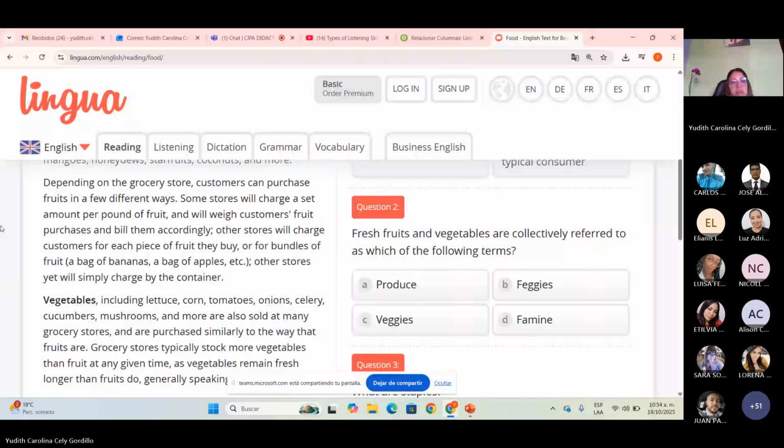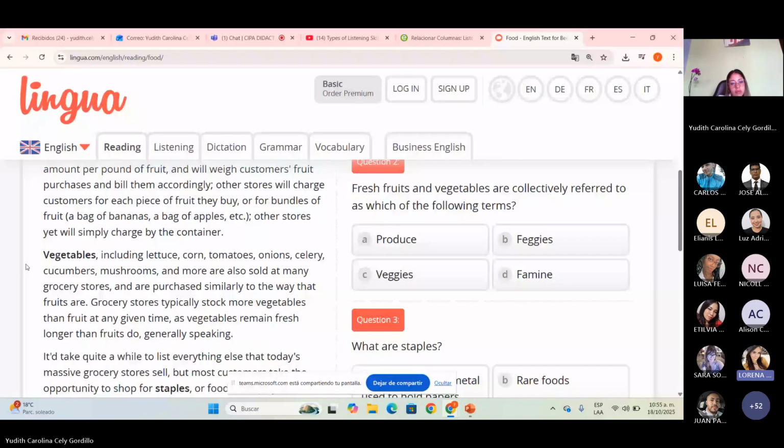Some stores will charge a set amount per pound of fruit and will weigh customers' fruit purchases and bill them accordingly. Other stores will charge customers for each piece of fruit they buy, or for bottles of fruit, a bag of bananas, a bag of apples, etc. Other stores yet will simply charge by container.